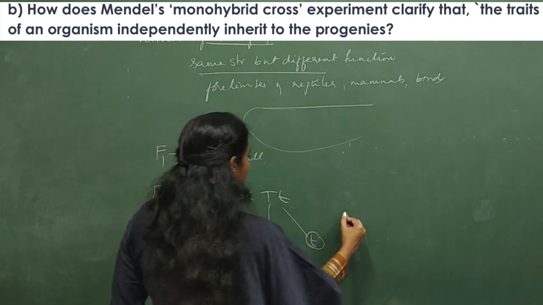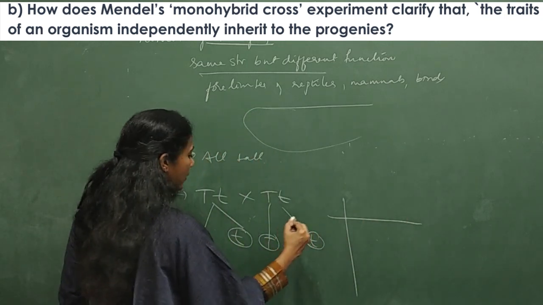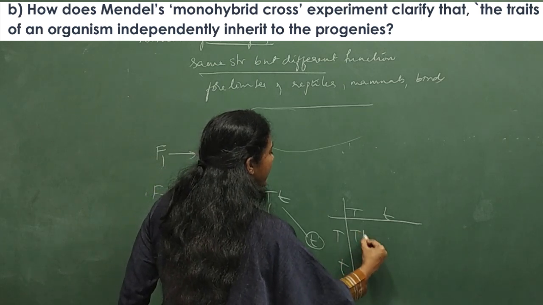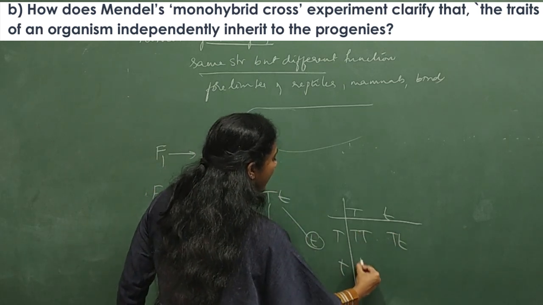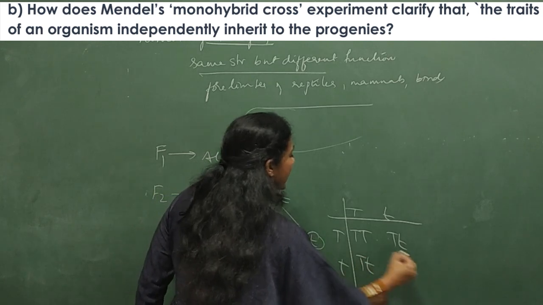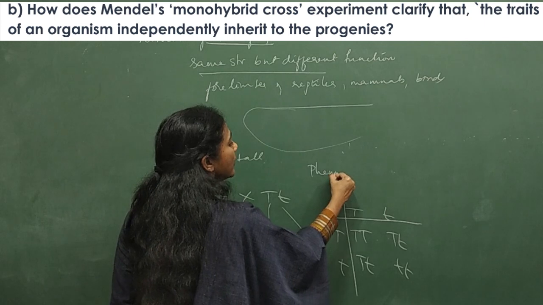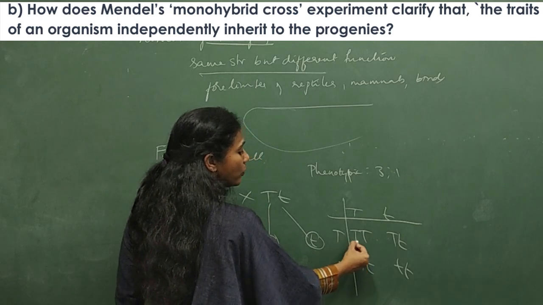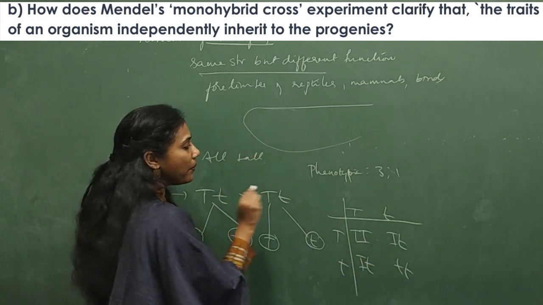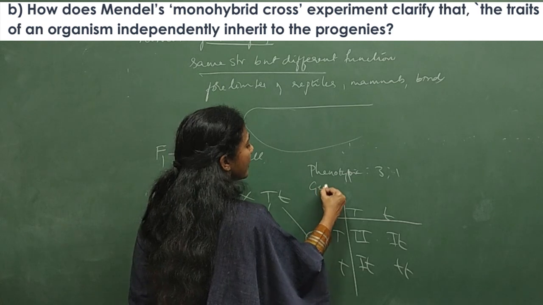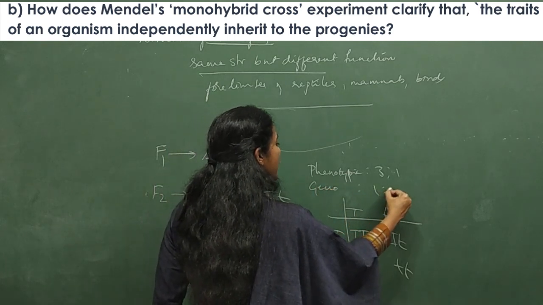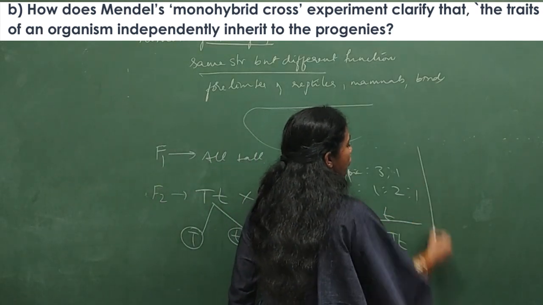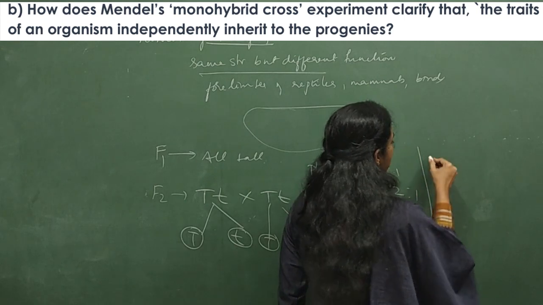So when you combine them, what did you get? When you put a checkerboard, you got capital T capital T, capital T small t, capital T small t, small t small t. So can you tell me what is the phenotypic ratio here? The phenotypic ratio is 3:1, right? So 3 tall plants and 1 dwarf plant. And the genotypic ratio is 1:2:1, right? Looking at this experiment, we can give a conclusion that one point is very much clear.